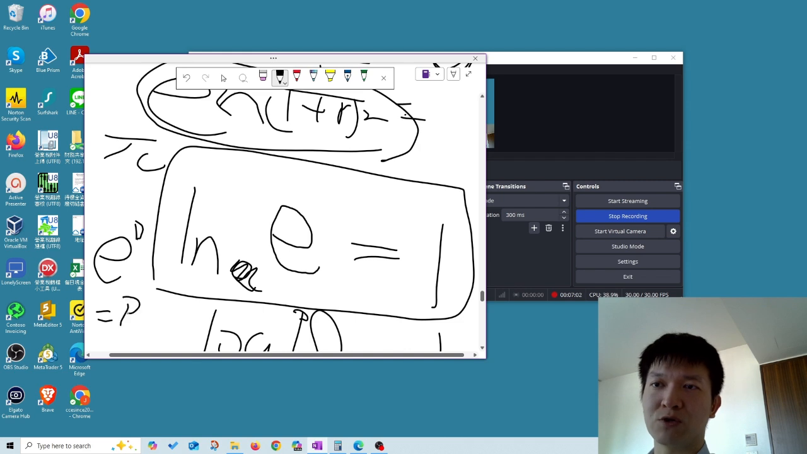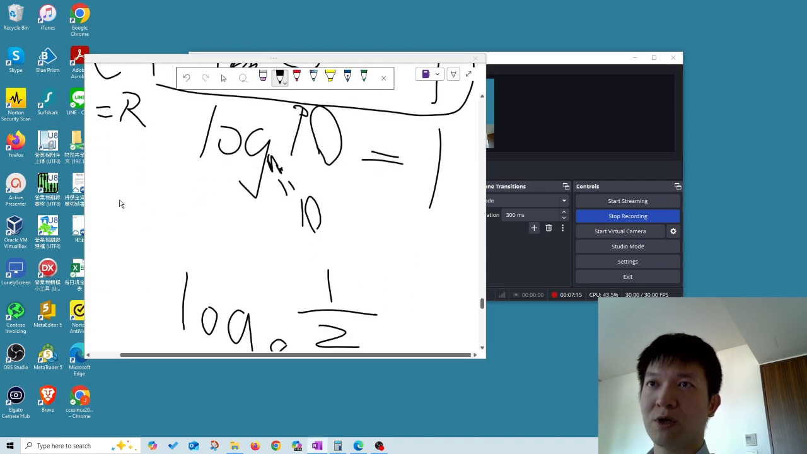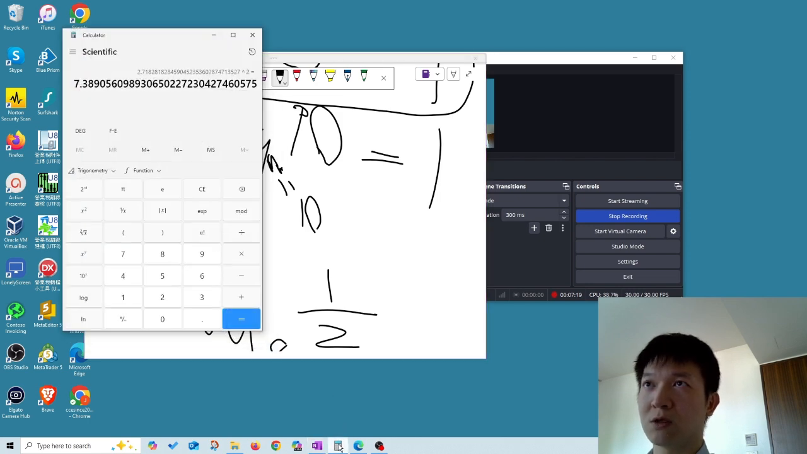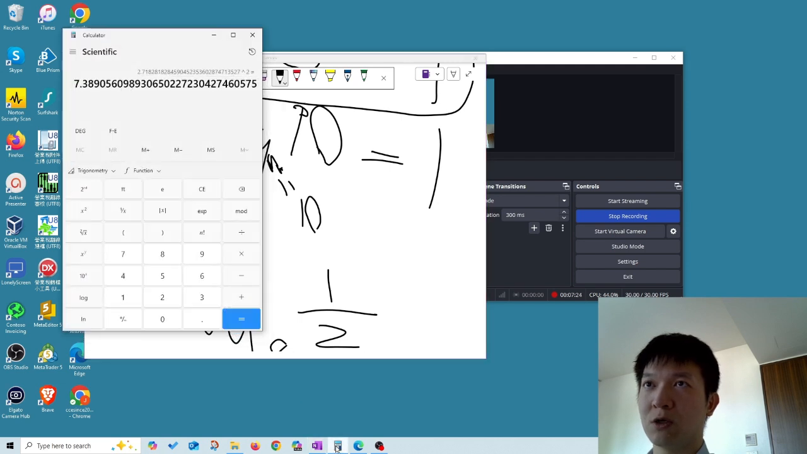When you talk about Euler's number, e to the power of something equals another kind of result. If you want to plug it in yourself, Euler's number to the power of 2, let's say, that's going to be 7.389. So e to the power of 2 is 7.389.